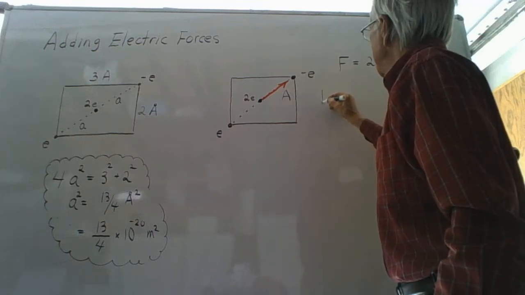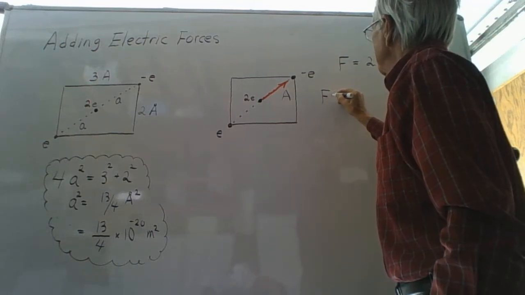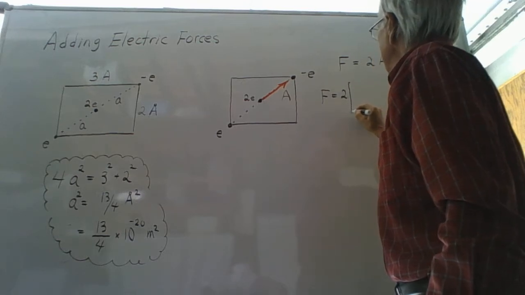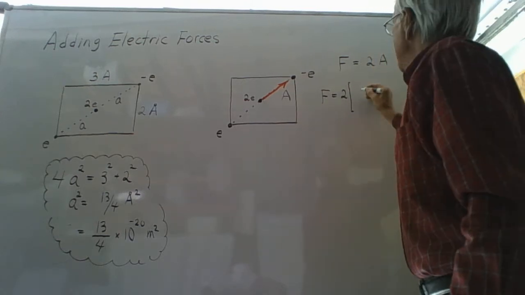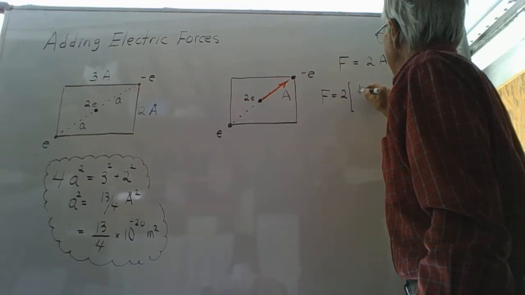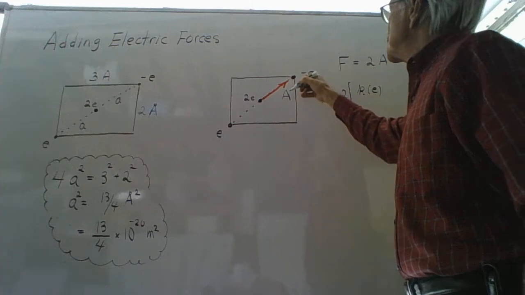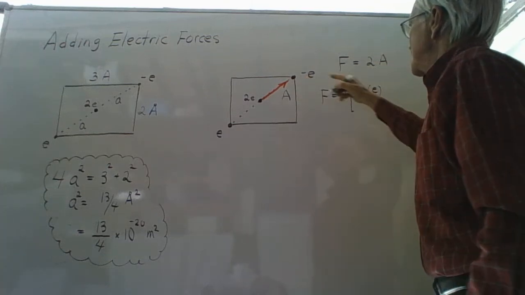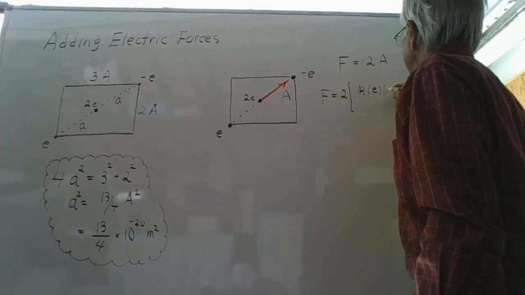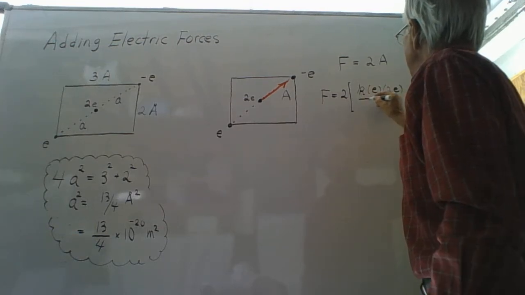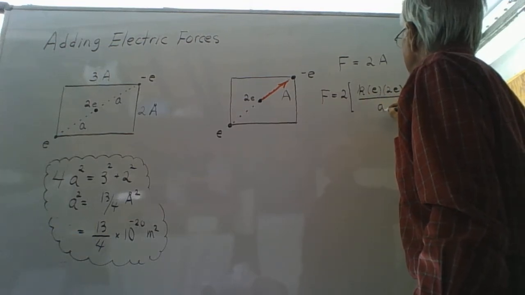Well, let's repeat it down here to give more room. It's 2 times the force A, which is K, times E. Magnitude of this charge negative E is E, times the other charge, which is double E. And then you have downstairs A squared.